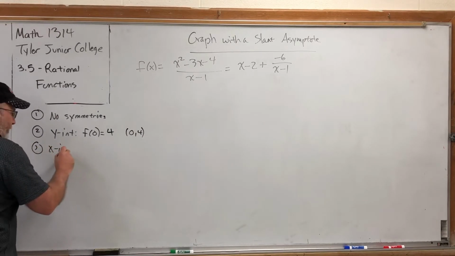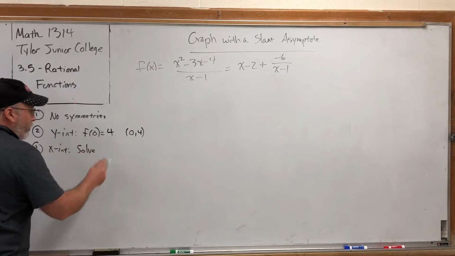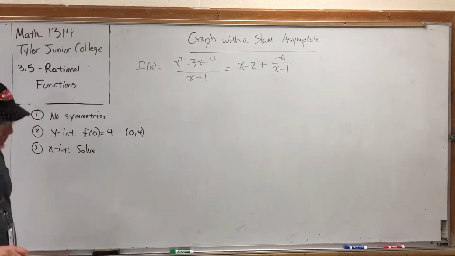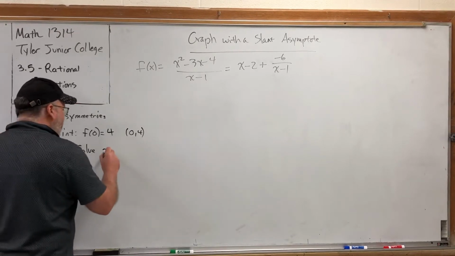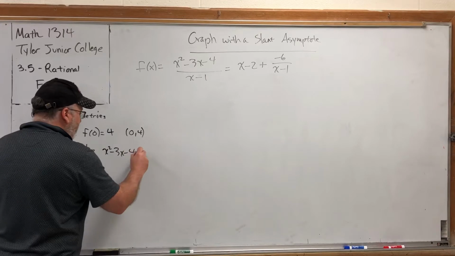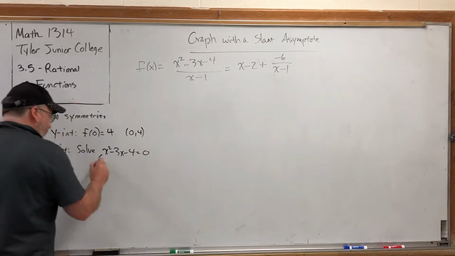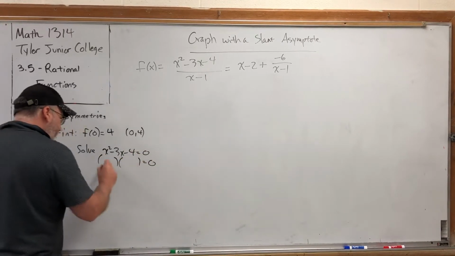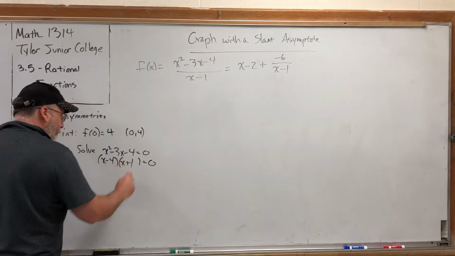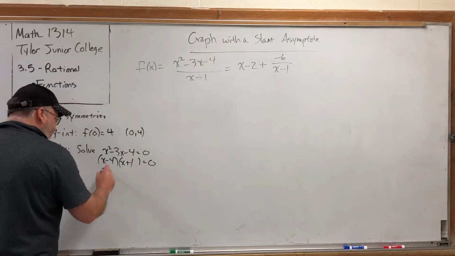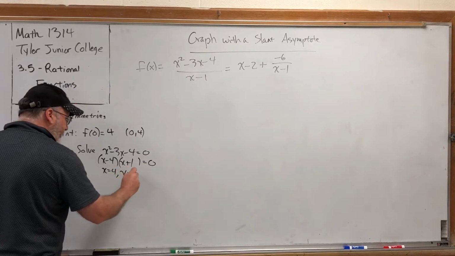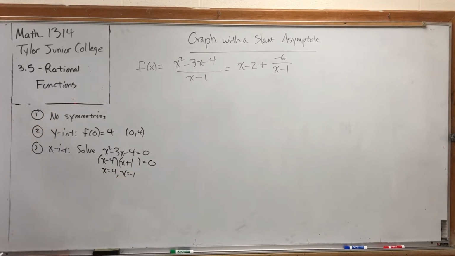The x-intercepts, we have to solve the function equal to 0. But as I mentioned a couple of videos ago, I believe, to solve a fraction equal to 0, you simply have to solve the top equal to 0. So we have to solve x squared minus 3x minus 4 equal to 0. This will factor into (x minus 4)(x plus 1). That means we have an x-intercept at x equals 4 and x equals negative 1. So one x-intercept is (4, 0), and the other one is (negative 1, 0).